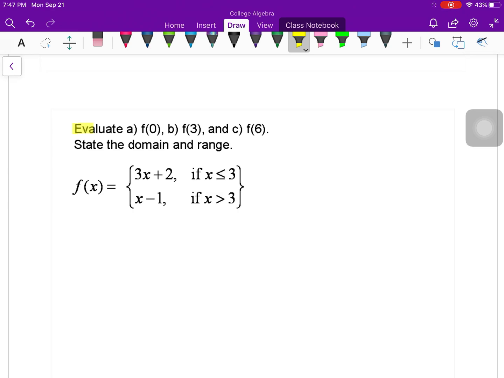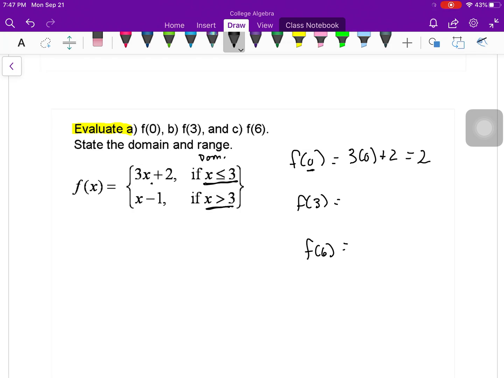So the first part of this says to evaluate. So I am to evaluate f of 0, f of 3, and f of 6. So again, I am going to start with the domain here at the back. Does 0 fit in the top domain or this bottom domain? The top domain. So then I am only going to put 0 into the top function. 3 times 0 plus 2 gives me 2. So at 0, I get 2.